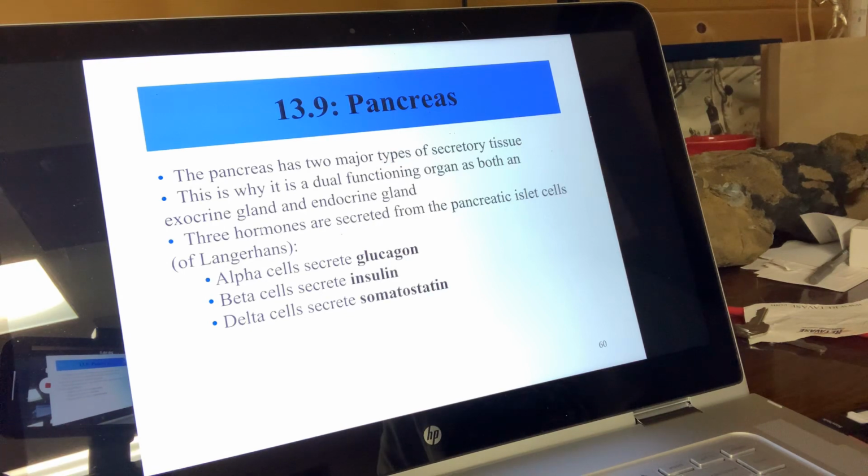The islets of Langerhans, or the pancreatic islets, consist of 3 types of cells: alpha cells that secrete glucagon, beta cells that secrete insulin, and delta cells that secrete somatostatin, which is that same hormone that we had talked about before.